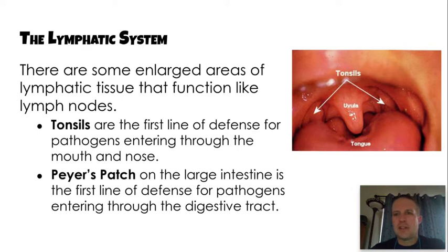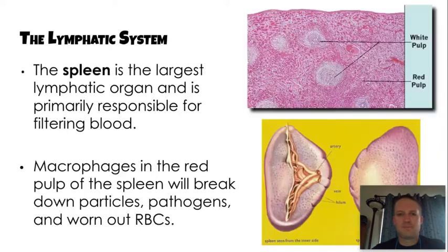Other areas, tonsils. That's kind of a gross picture, but basically your tonsils are on either side of your throat, and they are intended to be there as a line of defense against pathogens. Sometimes they work really well. Some people, they don't, and so you have them removed. There's a spot in your large intestine called Peyer's patch. This is also a defensive mechanism against pathogens in the digestive system.